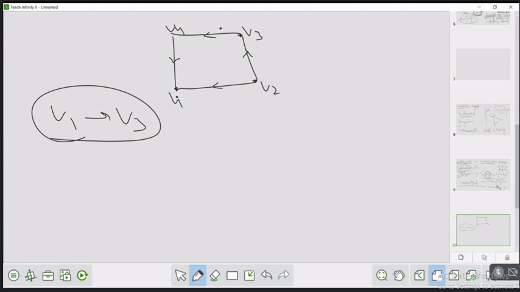No, a semi path does exist. In a semi path, the direction can be opposite. But in strongly connected directed, all directions will be the same in the path. So in this case, from this vertex we cannot move; there is no directed path from this to this. From vertex V1 to V3 there is no directed path. Are you getting my point? There is no directed path.